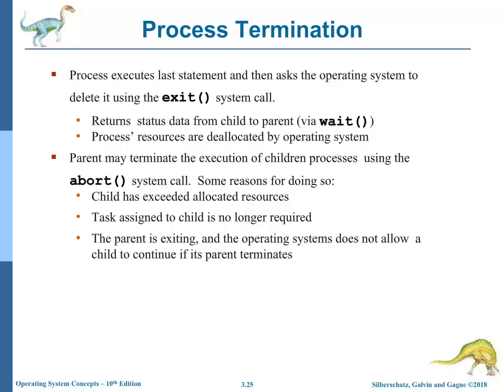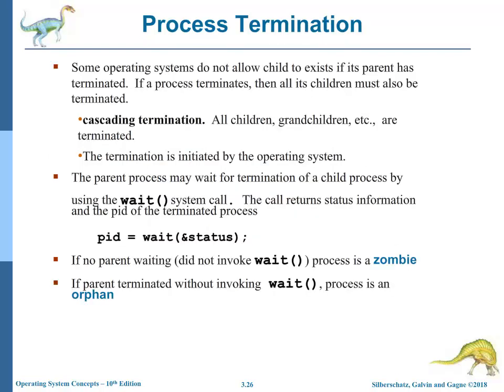The parent may also terminate the execution of the child process using the abort system call. Some reasons for doing so are: the child has exceeded allocated resources, the task assigned to the child is no longer required, or the parent is exiting and the operating system doesn't allow a child to continue if its parent terminates. Some operating systems don't allow a child to exist if its parent has terminated. In such systems, if a process terminates, then all its children must also be terminated.